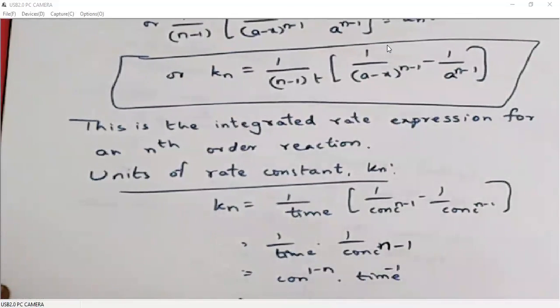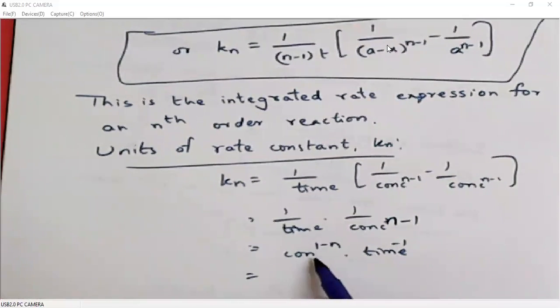Time inverse. What is the units for concentration? Mole per liter. We can write it liter power n minus 1, mole power n minus 1, into second inverse.